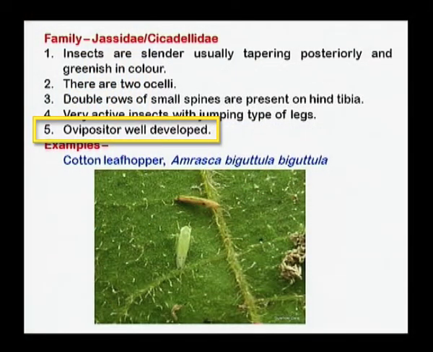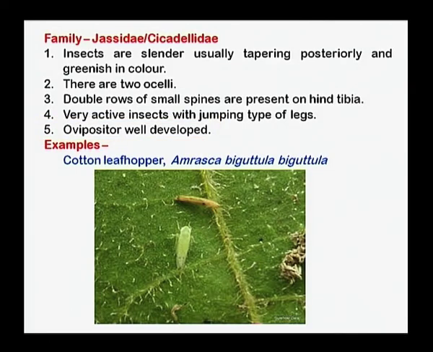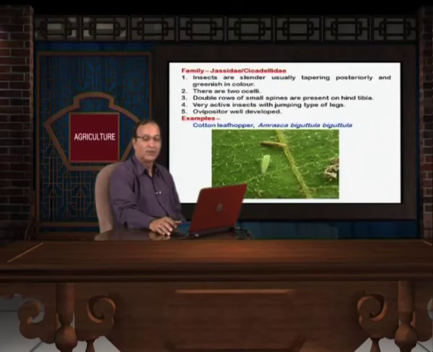Ovipositor is well developed. Example includes the cotton leaf hopper. Cotton leaf hoppers are also very harmful to the cotton crop because they suck the cell sap, thereby the yield is reduced.